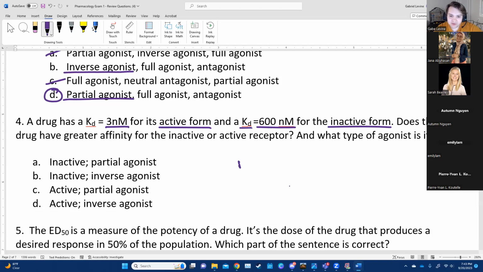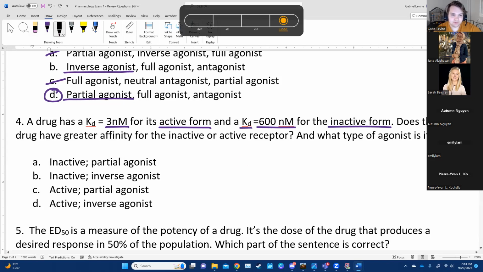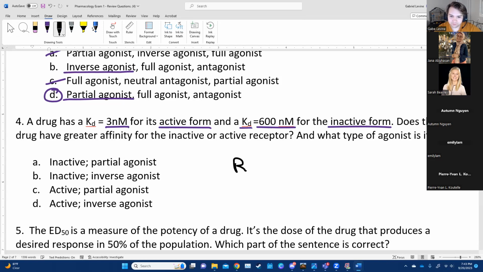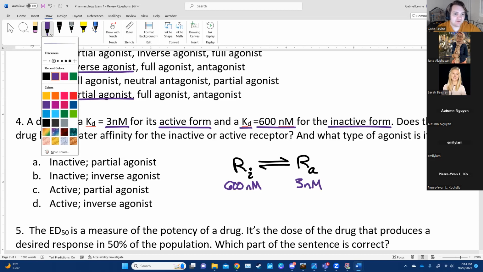So once again, we can go back to our two-state receptor model. And just to make it really clear, I'm going to use the alternative labeling, RI and RA. What we can say is that for the active form, it's at 3 nanomolar, whereas for the inactive form, it's 600 nanomolar. So which one of these does it have a higher affinity for? Active or inactive form?